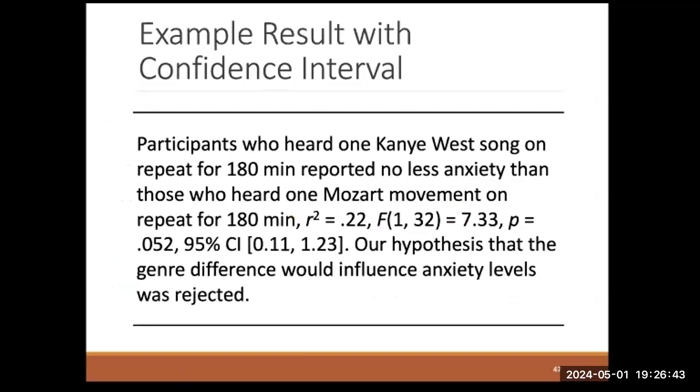So here's an example of a result with a confidence interval. Participants who heard one Kanye West song on repeat for 180 minutes reported no less anxiety than those who heard one Mozart movement on repeat for 180 minutes. So here you have R squared equals 0.22, F(1, 32) = 7.33, excuse me, p equals 0.052. So no significant difference. There's the confidence interval 0.11 and 1.23. And then our hypothesis that the genre difference would influence anxiety levels was rejected.